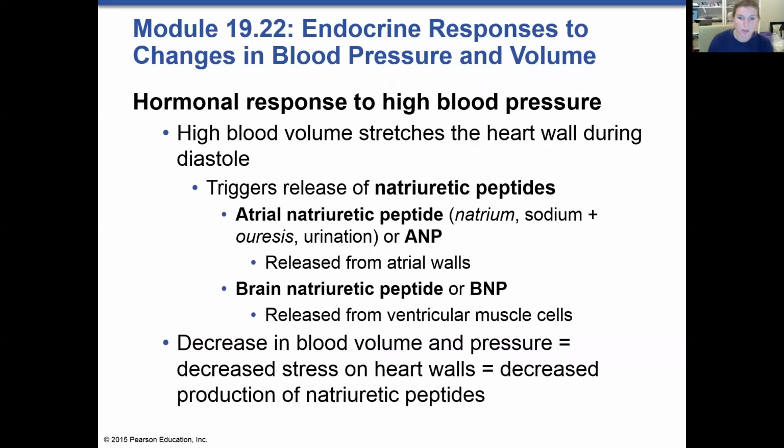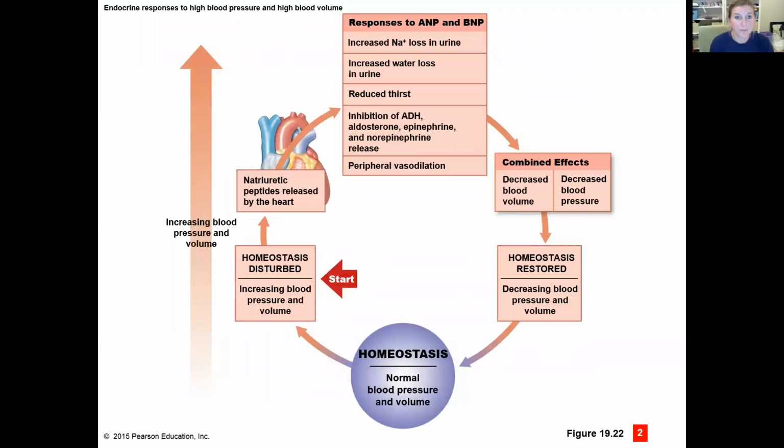So a decrease in blood volume and a decrease in blood pressure is going to decrease the stress on the heart and therefore decrease the production of those natriuretic peptides. But the increase of blood volume and pressure is going to increase the amount of those peptides. So this is how those peptides work. ANP and BNP are basically going to increase the amount of water that's being lost at the kidneys. They're doing the exact opposite of what ADH and aldosterone did.